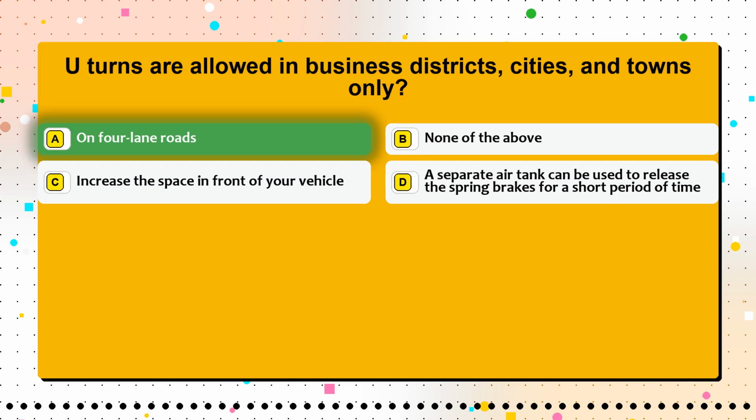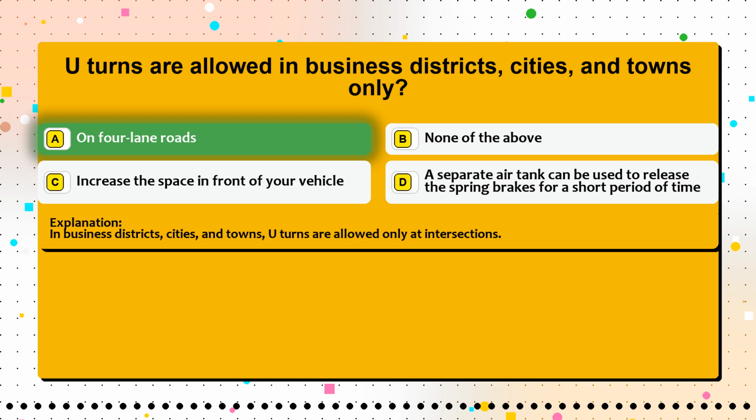The correct answer is option A, on 4-lane roads. In business districts, cities, and towns, U-turns are allowed only at intersections.